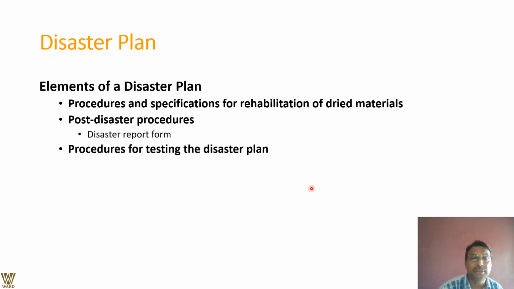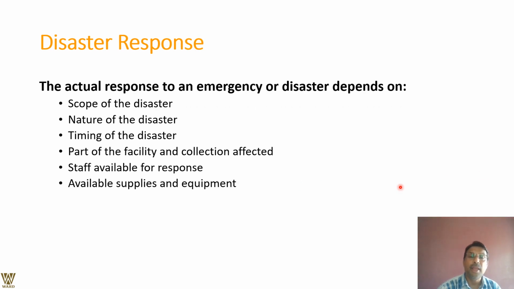Post disaster procedures are the disaster report form and the procedure for testing the disaster plan as and when needed. The actual response: how do we go about a disaster? The scope of the disaster determines whether it's on a low scale, medium scale, or broad scale, because that will define whether only property has been harmed, whether it's property and a mix of life. Probably people have lost a limb here and there, are in severe medical condition, or there is both loss of life and property. Timing of the disaster, probably at which part of the day, which part of the week, which part of the season in a year, will determine what kind of intervention is required, and which part of the facility and collection is affected.